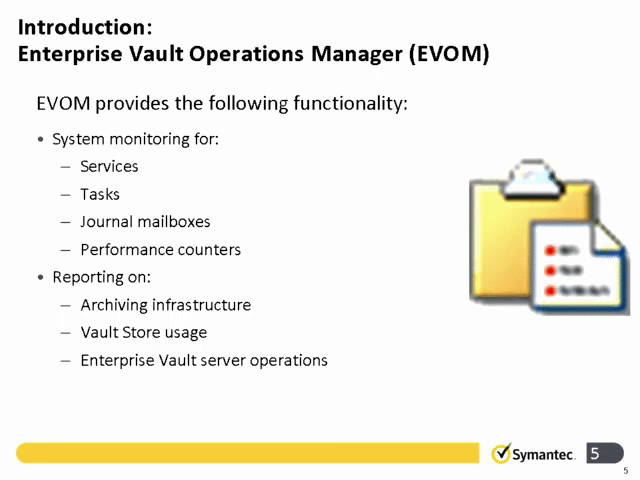The Enterprise Vault Operations Manager provides us with system monitoring for monitoring our services, our tasks, looking at the journal mailboxes, and also the performance counters that are exposed inside of Enterprise Vault. It is going to give us the ability of reporting on the archiving infrastructure, as well as the Vault storage usage and the Enterprise Vault server operations. These are the functions that are brought to the table with the Enterprise Vault Operations Manager.